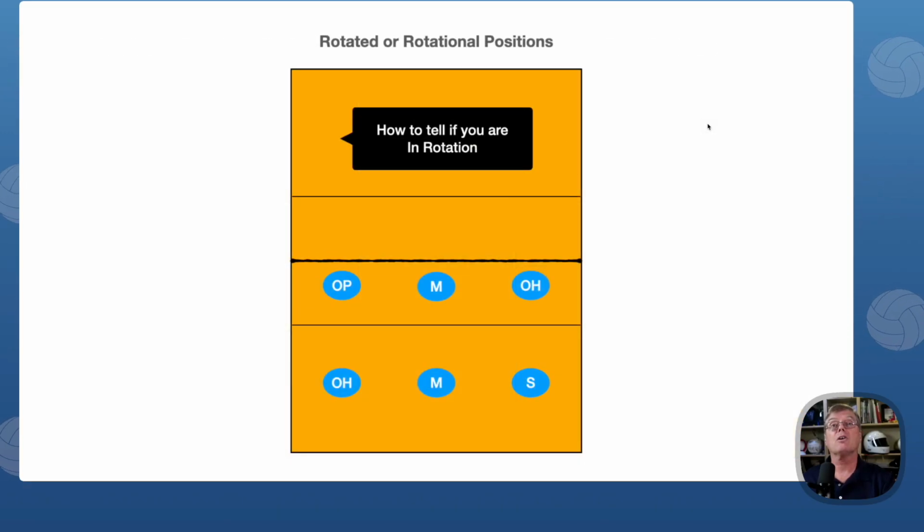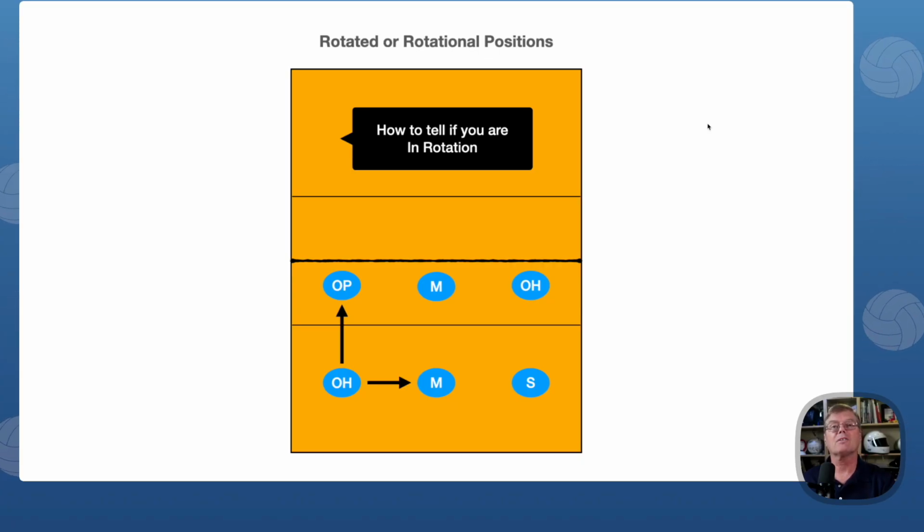So let's talk about rotated or rotational positions. How can I tell if I'm in rotation? Well, the first and best way is to know who is on either side of you, or who is in front of you in rotation and in back of you in rotation. And you want to stay in between those two players all the way around the clock as we go.